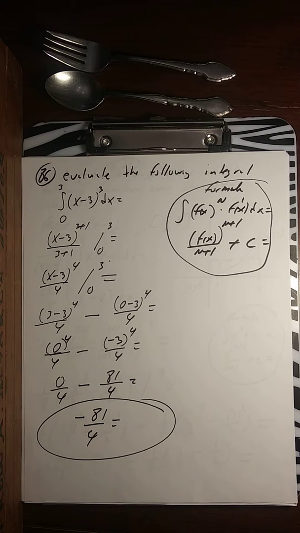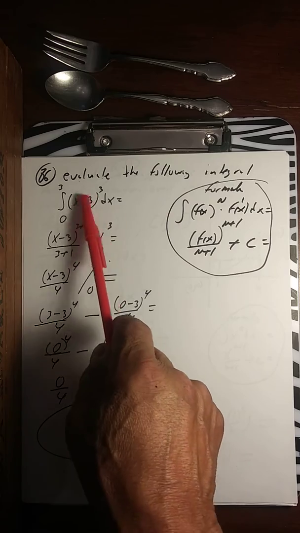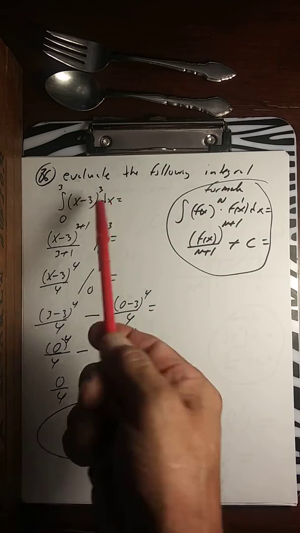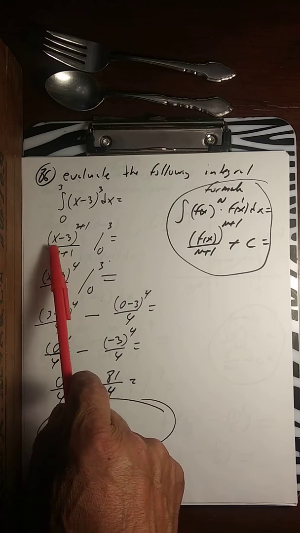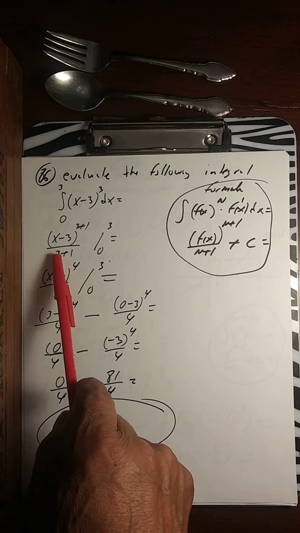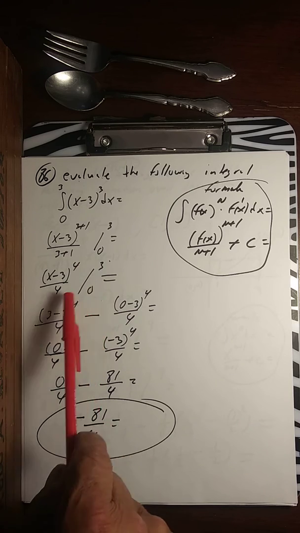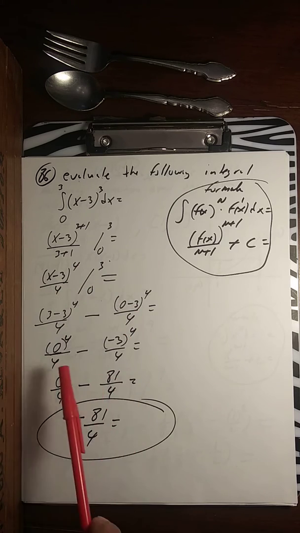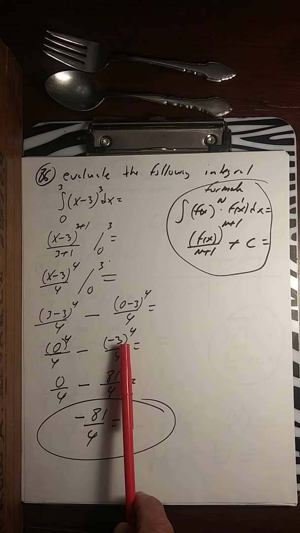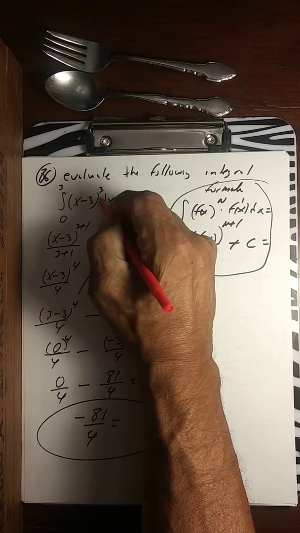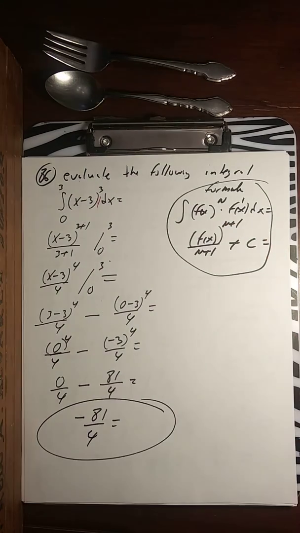Evaluate the following integral. So, this number to the power times the derivative. The derivative of this is 1, so it's ready. So, x minus 3 to the 3 plus 1, x minus 3 to the 4, over 4, from 0 to 3. Put the 3 in there, put the 0 in there. 0, minus 3, 81 over 4, negative 81 over 4. Also notice, remember I said that there is a 1 right next to it, like that. So that's when we can use that.